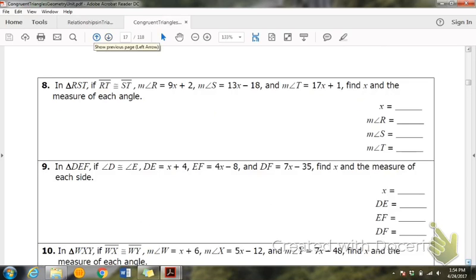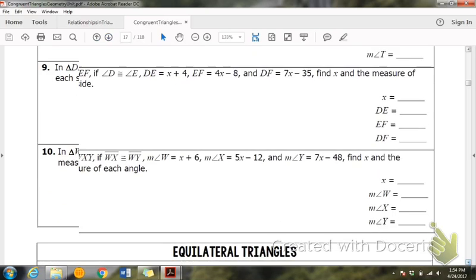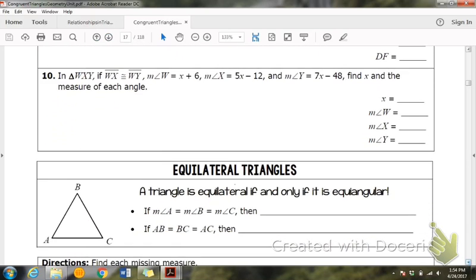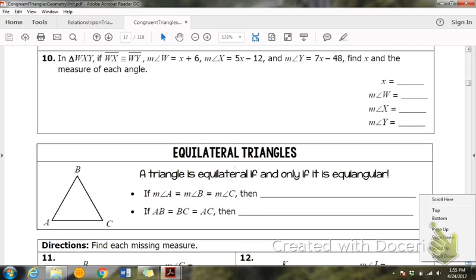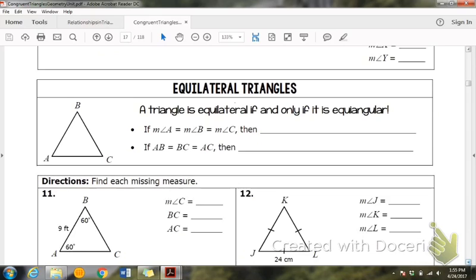All sides are the same. So next to equilateral triangles, I would say all three sides are congruent. Next to that word equilateral triangles, I would write all three sides are congruent. Next to equilateral triangles. I'm getting there.